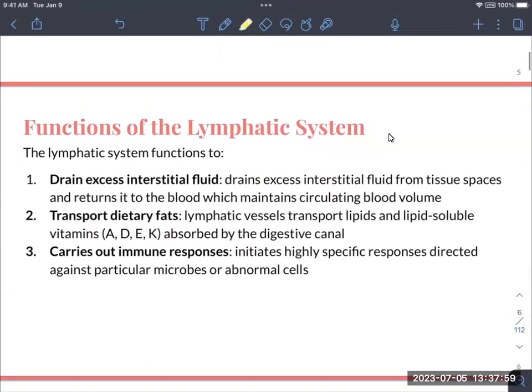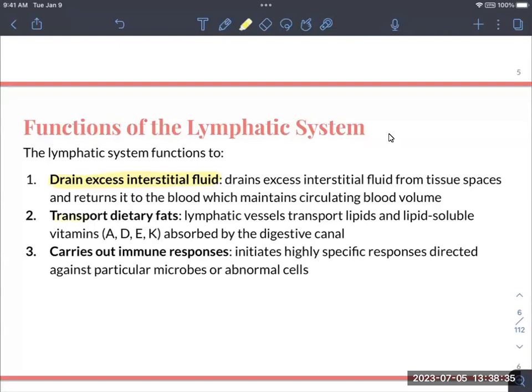So the functions of that lymphatic system, as I had already mentioned, it's going to drain excess interstitial fluid. So if too much fluid collects between the tissues, that's what causes swelling, and those tissues are known as edema. Your lymphatic system comes in and drains that out, gets rid of it. So our system can keep that balance of having just the right amount of water outside and inside those tissues.